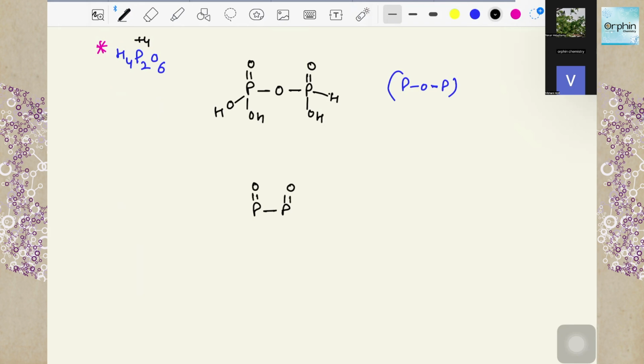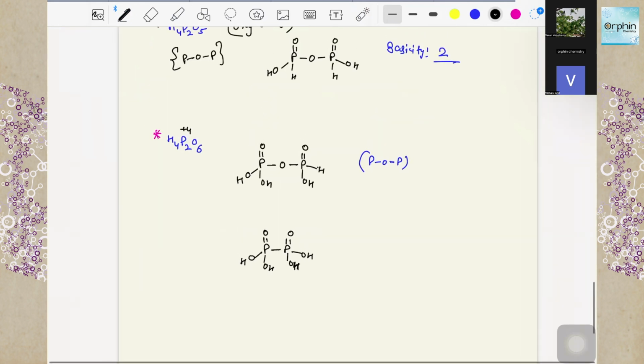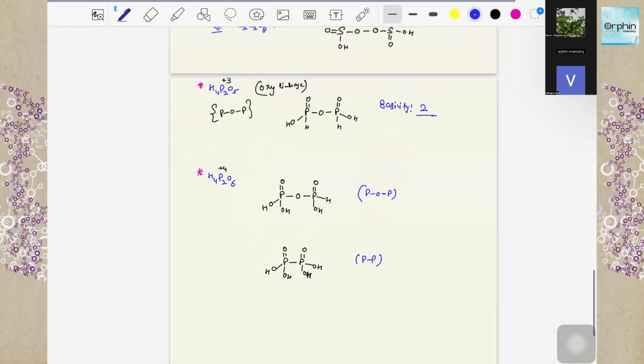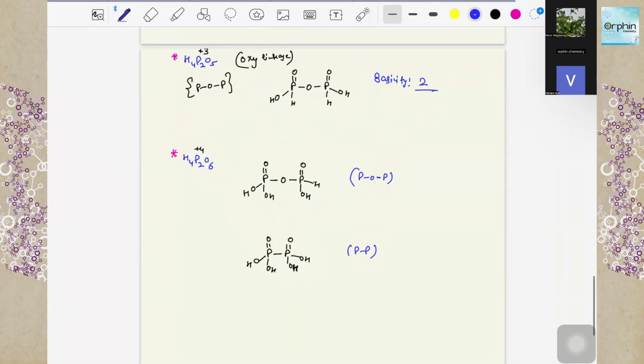How many hydrogen? How many oxygen? 4 and 4. So 4 OH bonds, 2 OH bonds with each phosphorus. Okay. So that is the structure that will exist, with PP linkage. Both the structures exist here. For H4P2O6, two structures exist. One POP linkage, one PP linkage.